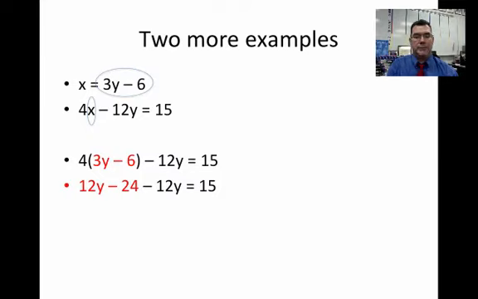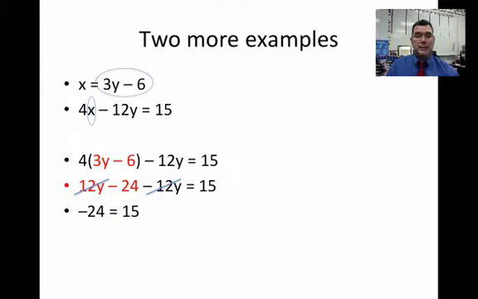Minus 12y equals 15. I notice on the left-hand side that I've got a 12y and a minus 12y, so those go away because 12y minus 12y is nothing. And so all I have on the left side is negative 24, and all I have on the right side is 15. I've lost all of my variables. So I've got an equation that says negative 24 equals 15. Well, when is negative 24 equal to 15? Never. Negative 24 can only equal negative 24, and 15 can only equal 15.